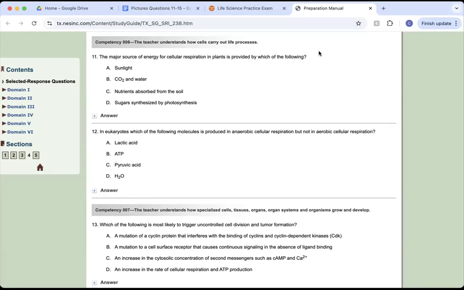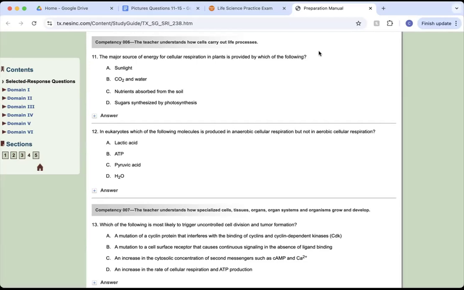So let's start with the wrong answers. A, we just discussed sunlight is an energy source, but that's in photosynthesis, not cellular respiration. So it's not A. B is incorrect because carbon dioxide and water are important, but they're not energy sources. They're part of the process, but they're not a source of energy. And then C is incorrect because, again, nutrients are important, but they're not the energy source here. So in this case, D is going to be the correct answer.